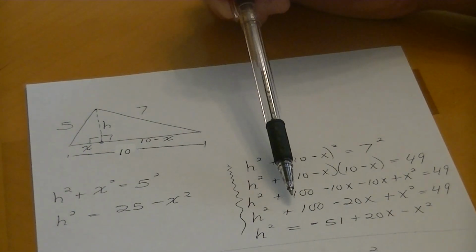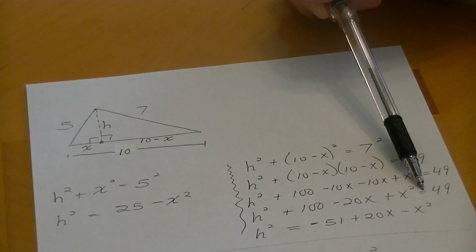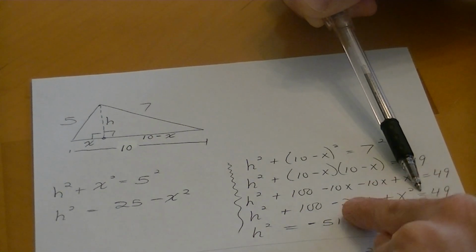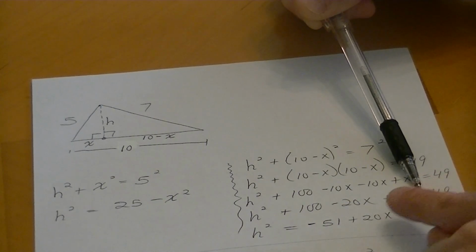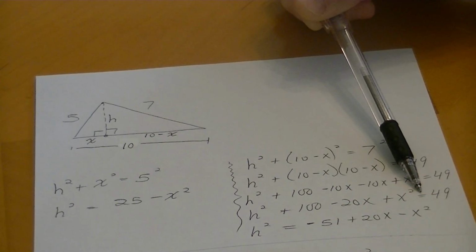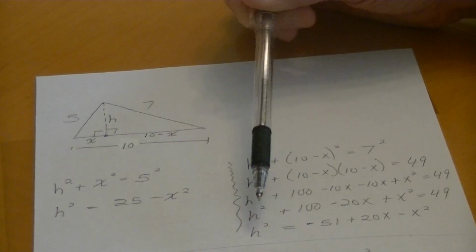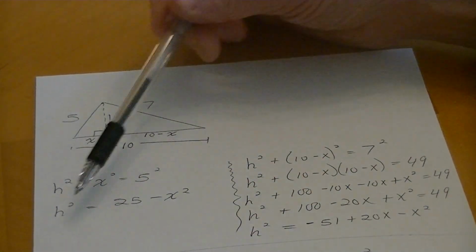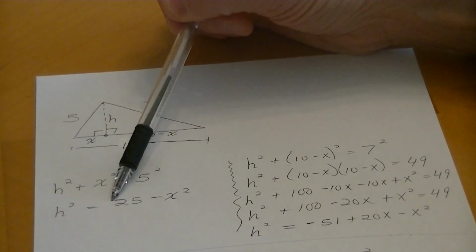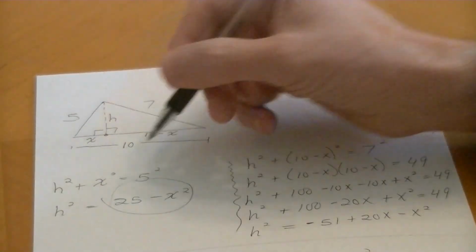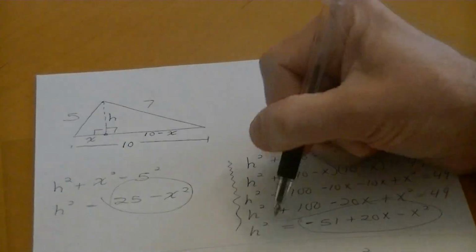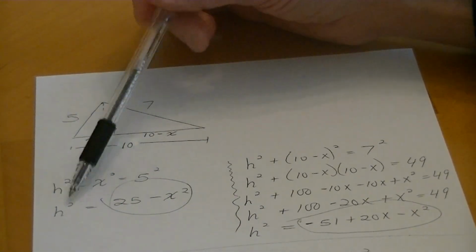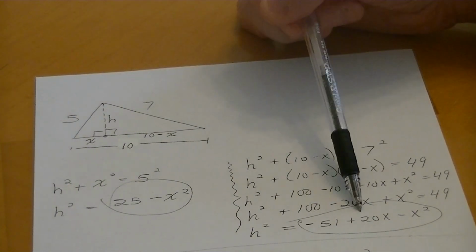But from this line, so this is my equal sign, I subtracted 100 from both sides, I added 20x to both sides, I subtracted x squared from both sides, and that got me down here. So h squared is this. Over here we said h squared is this. Well, that means that this and this must be equal. They're both equal to h squared. So we can set this equal to this.